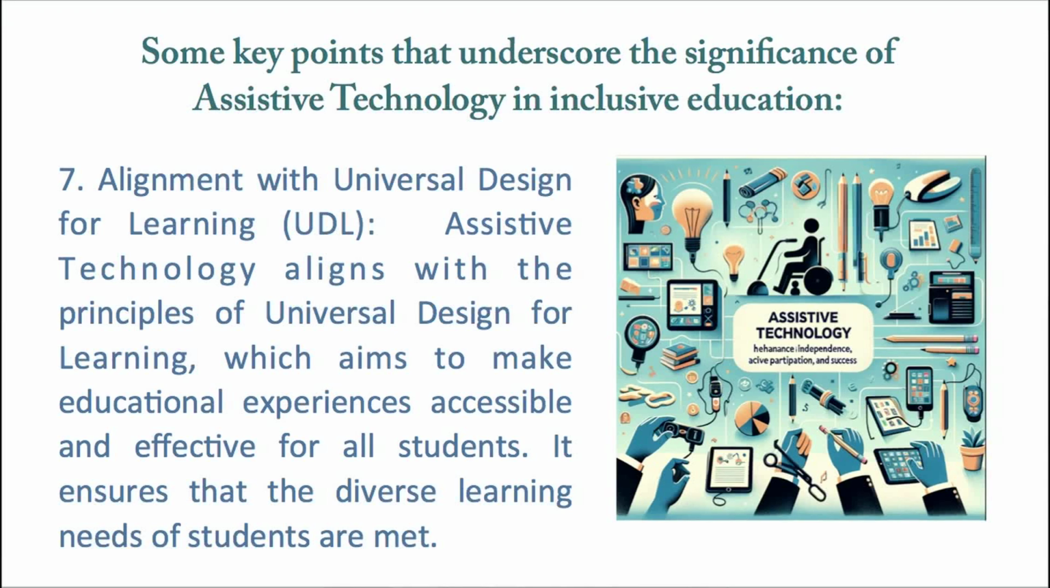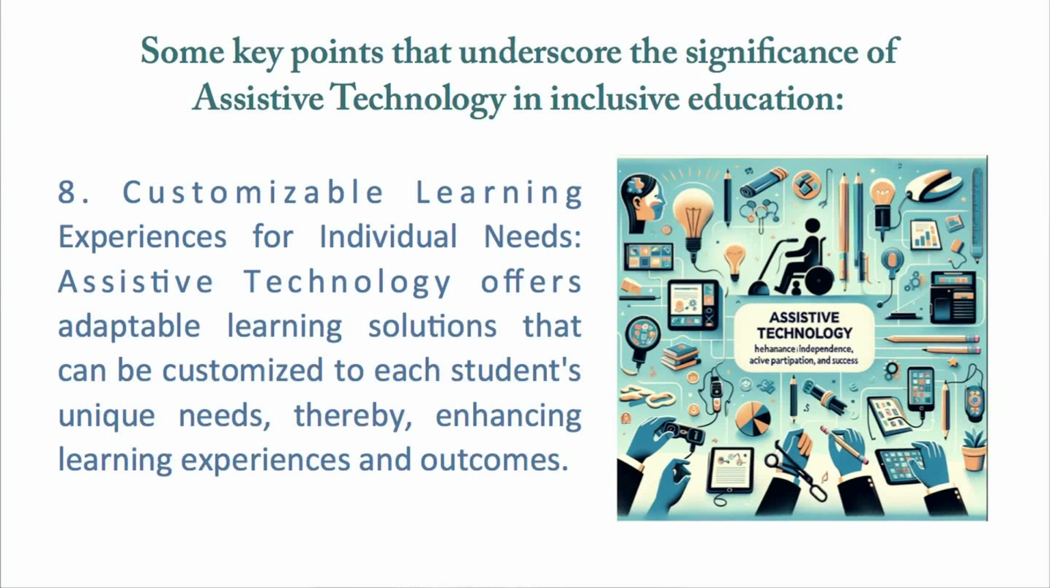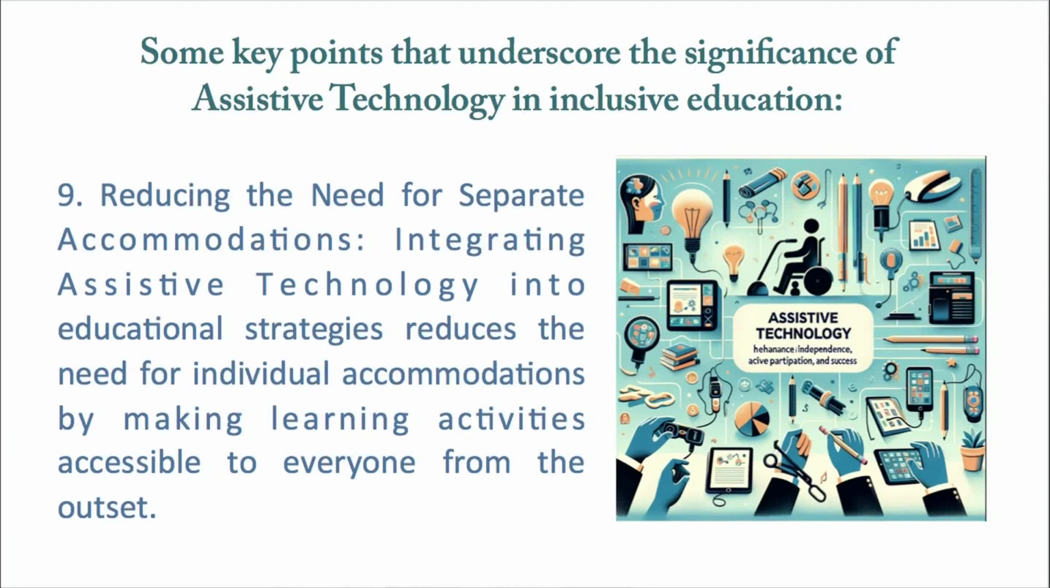Assistive technology aligns with the principles of Universal Design for Learning, which aims to make educational experiences accessible and effective for all students. It ensures that the diverse learning needs of students are met. Customizable learning experiences for individual needs. Assistive technology offers adaptable learning solutions that can be customized to each student's unique needs, thereby enhancing learning experiences and outcomes. Reducing the need for separate accommodations.